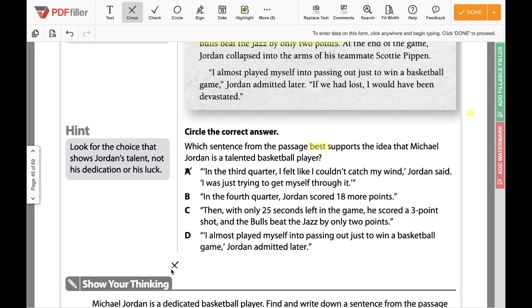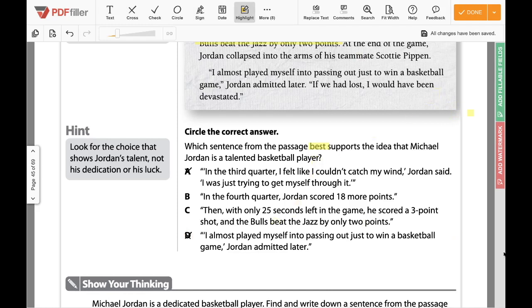Then with only 25 seconds left in the game, he scored a 3-point shot, and the Bulls beat the Jazz by only 2 points. Okay, that's the other one that we underlined. We'll come back to that one also because we need to compare it to B. But let's check out D first. I almost played myself into passing out just to win a basketball game, Jordan admitted later. Well, that just shows his dedication. Once again, doesn't show his skill or anything like that.